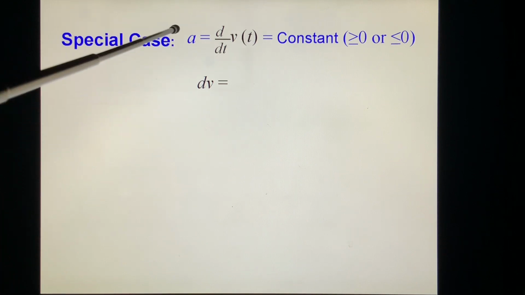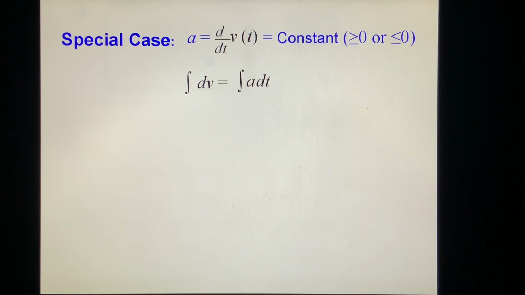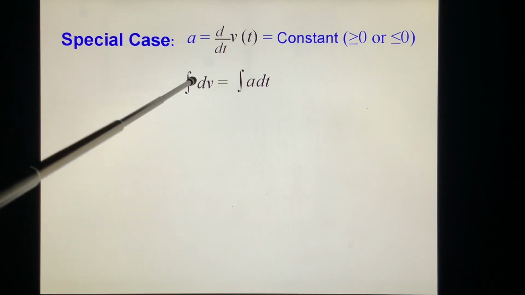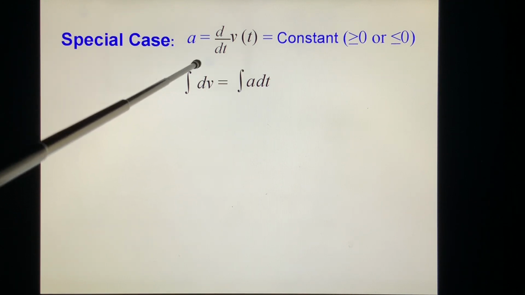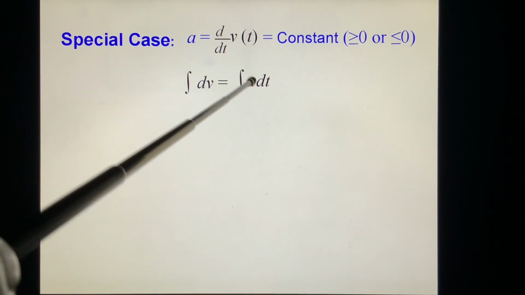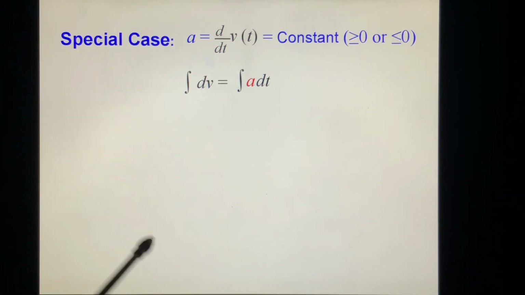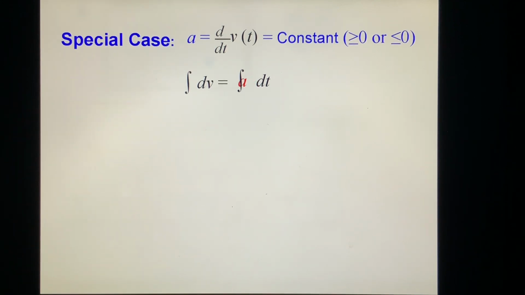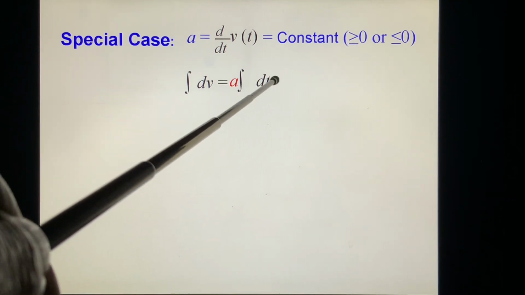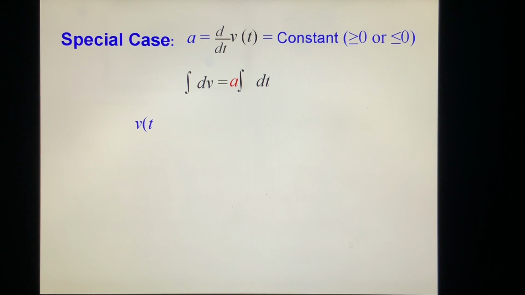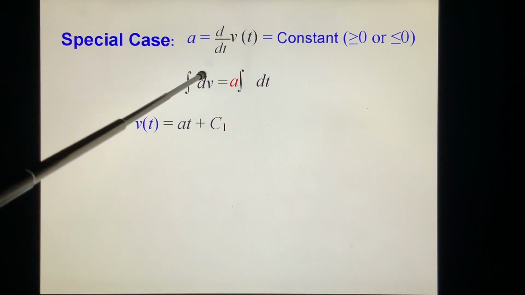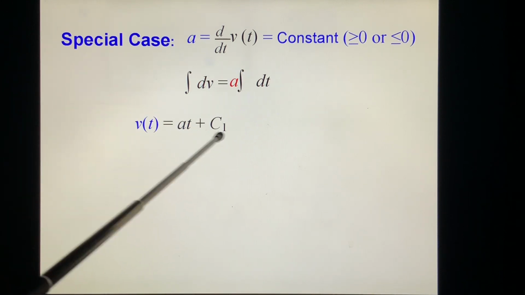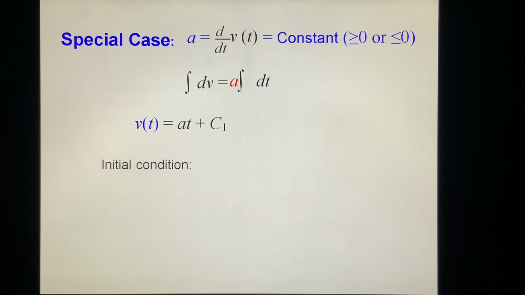dv equals a dt. We do the integration, and the integration and differentiation cancel out. v equals the integral of a dt. In this special case, a is a constant, so we take it out. Then the integral of dt is t, so we get at. So v equals at plus a constant.